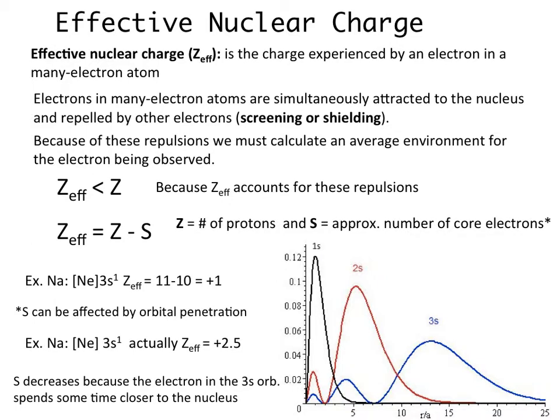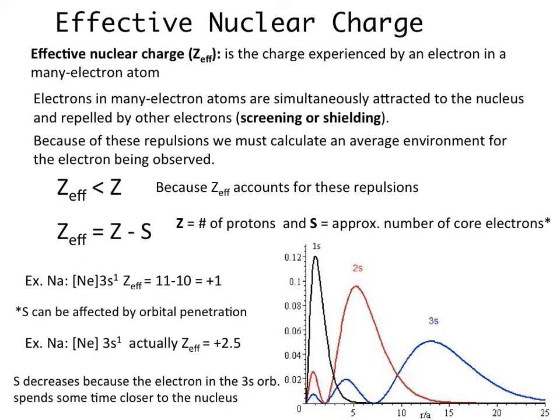Now, Z effective is smaller than your actual nuclear charge because Z effective accounts for the repulsions that we discussed up here. So if we had a single electron on the outside and no electrons in between the nucleus and that electron, we would be looking at an unencumbered interaction between that nucleus and the electron that was being pulled in or attracted to that nucleus.